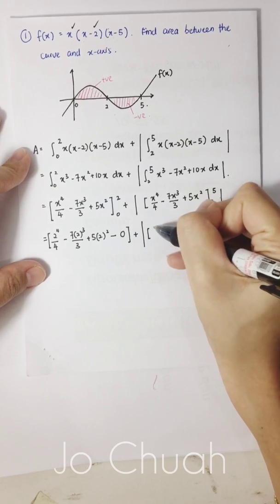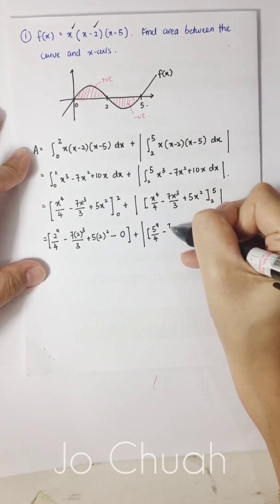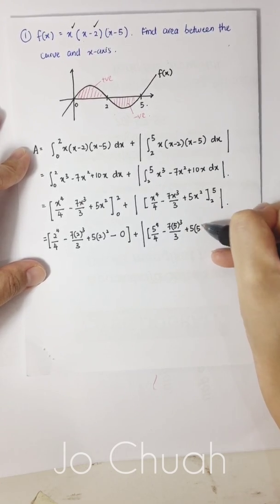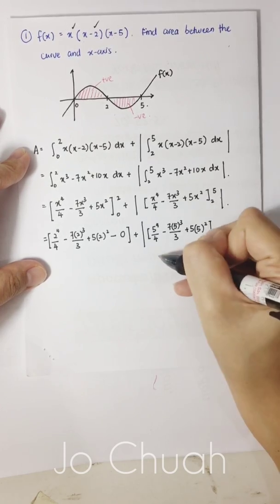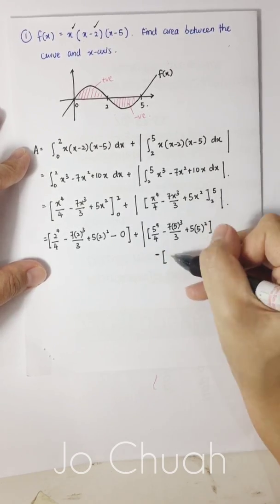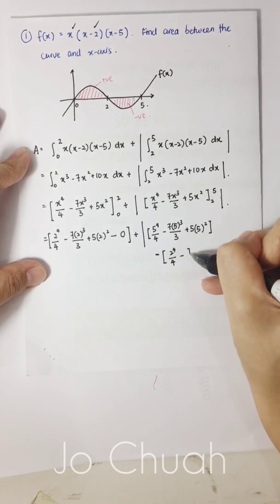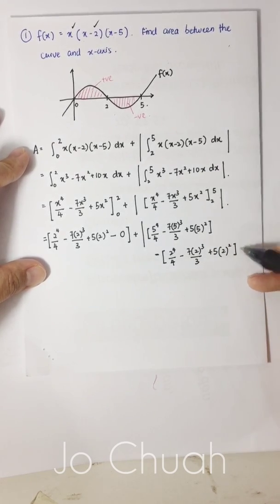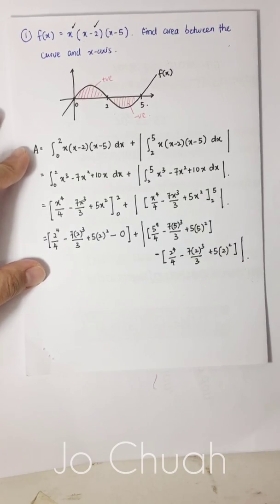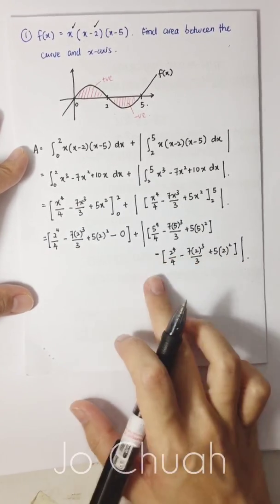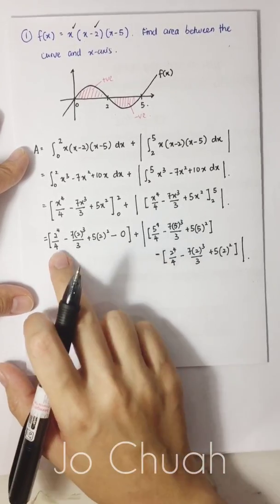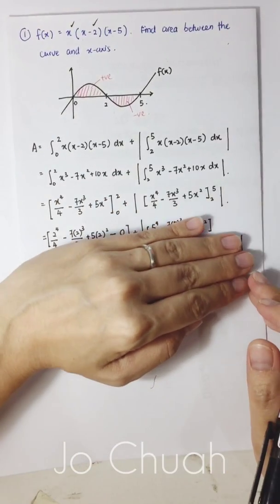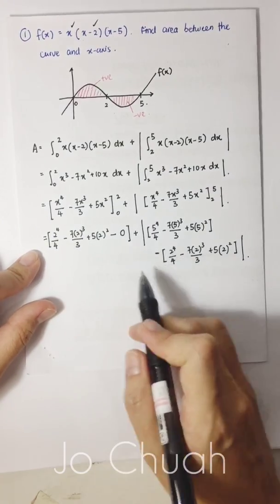So you're just going to put in 5 to the power of 4 over 4 minus 7 times 5 cubed over 3 plus 5 times 5 squared, close bracket, minus, substitute 2: 2 to the power of 4 over 4 minus 7 times 2 cubed over 3 plus 5 times 2 squared, close bracket, and the modulus. Alright, so you can calculate all this using a calculator after you show the substitution. You cannot straight away use the calculator without showing this step. Alright, you must show the substitution.